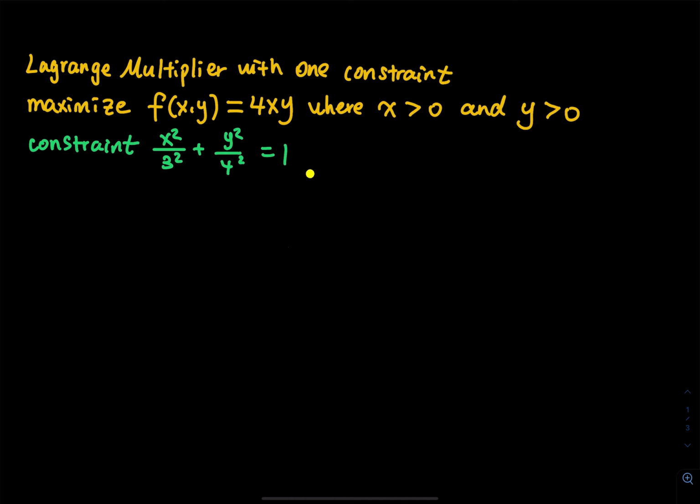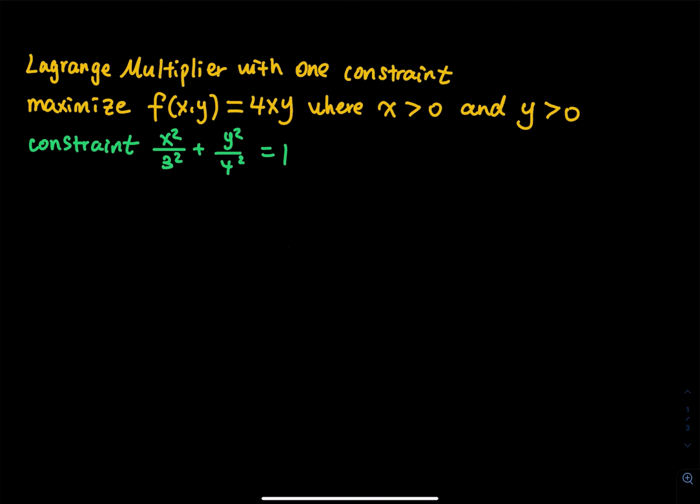So this is a vertical ellipse. The center is at 0, 0, and the length of the major axis is, from 0, you go 4 units up and 4 units down. And the length of the minor axis, at 0, 0, you go 3 units right and 3 units to the left.